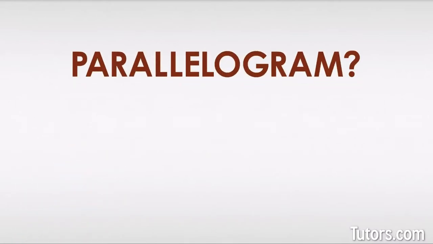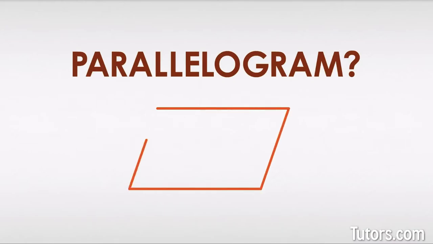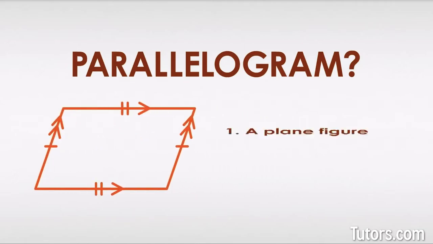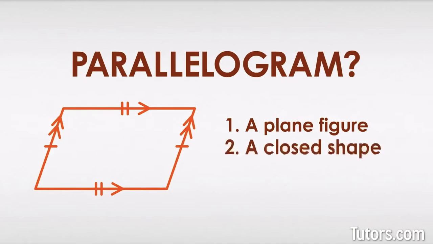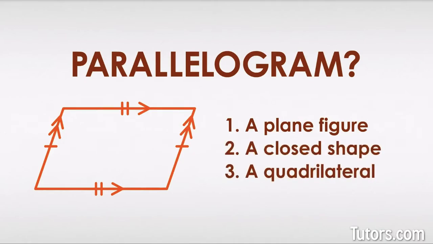A parallelogram is a flat shape with four straight connecting sides so that opposite sides are congruent and parallel. This means a parallelogram is 1. A plane figure, 2. A closed shape, and 3. A quadrilateral. You can have almost all of these qualities and still not have a parallelogram.